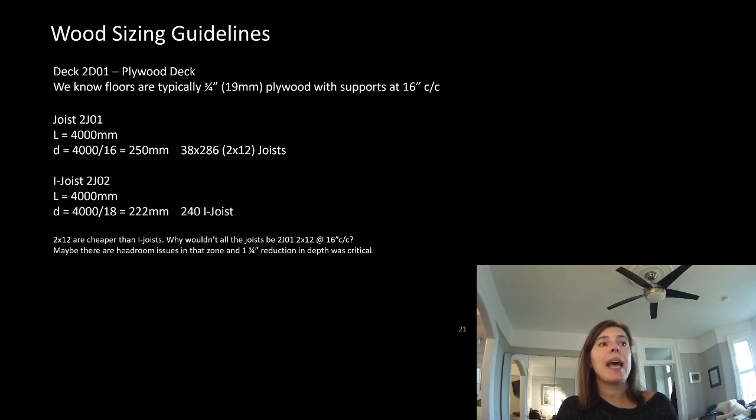So maybe there was a headroom issue between those two sides of the building. Now the I joists are going to be slightly more expensive. So maybe they only wanted to use them in that discrete zone. So the 2 by 12s are cheaper than the I joists. So why wouldn't all the joists be 2J01, 2 by 12 at 16 inches on center? Like I said, headroom issue possibly, and that 1 3/4 inch reduction might have been critical. We don't know, we just know we were asked to try to do both sizes.